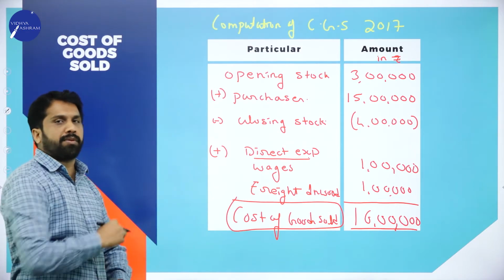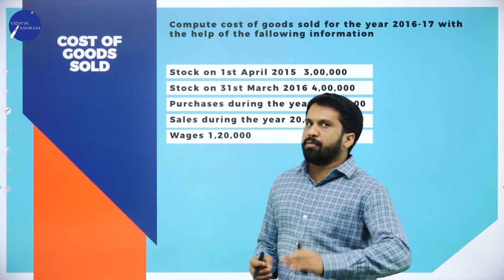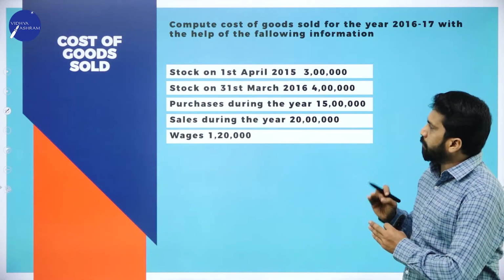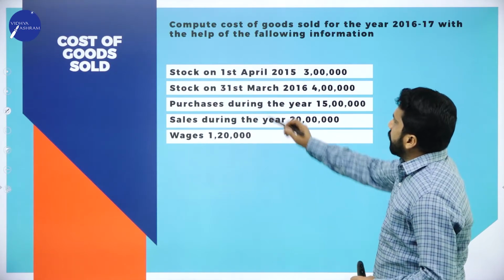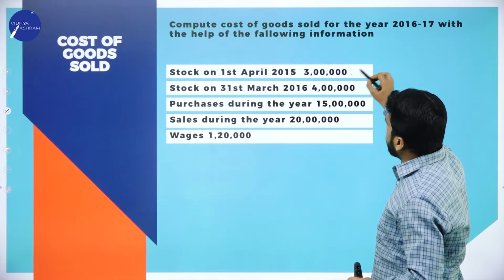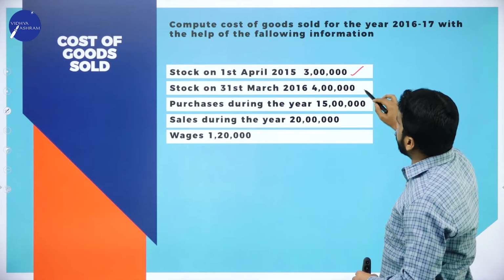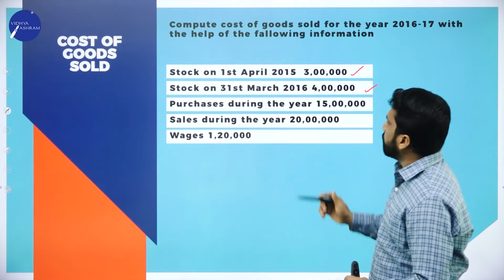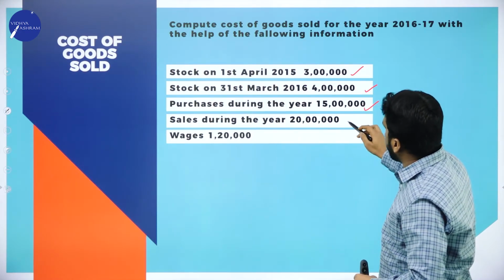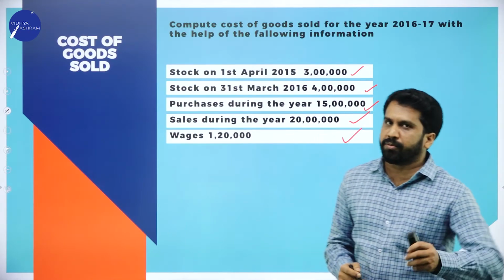We'll go for the next problem. So we are in problem number 2. Problem number 1 already we have done, so I will not explain you the format. Directly we'll go for the answer. Now, stock on 1st April 2015. What is this? Yes, opening stock. Stock on 31st March means it is closing stock. We have purchases, we have sales, we have wages. Easy calculation. We'll do this.